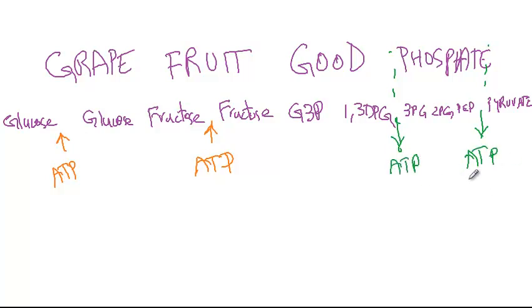And how many ATP do they give out? From here on, everything is times 2 because we have 2 molecules of GTP. So 2 ATP here and 2 ATP there.